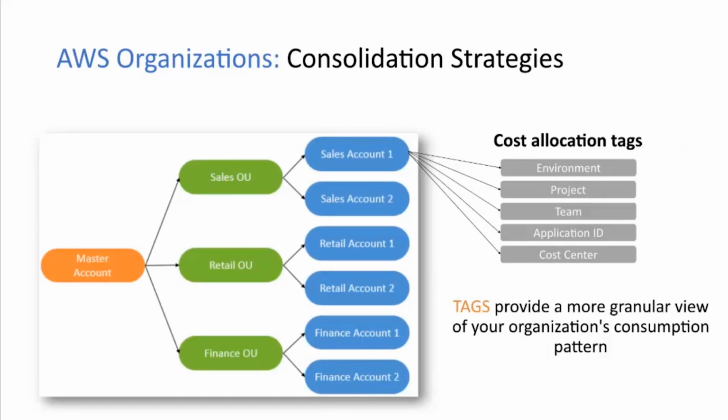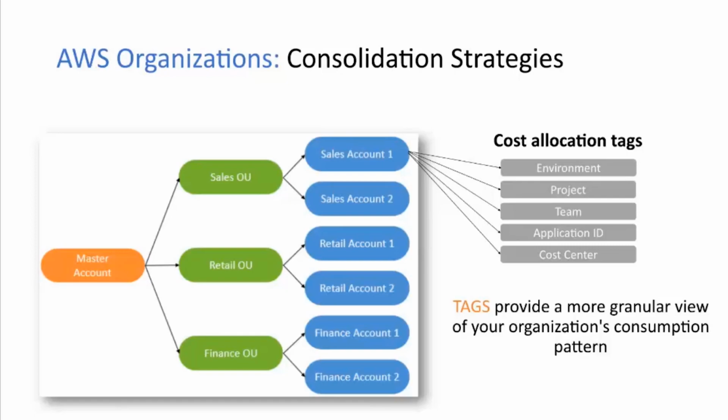Another way is to leverage tags. Actually, my recommendation is to leverage both to have a good balance between them. So not only do the AWS Organizations structure, for example, where you're breaking down by unit, but also within the accounts, have certain tags enabled that will help you understand the nuances.